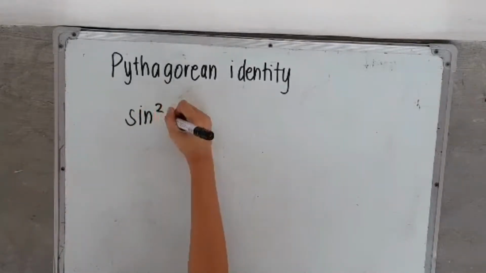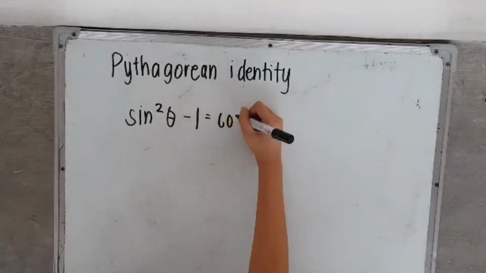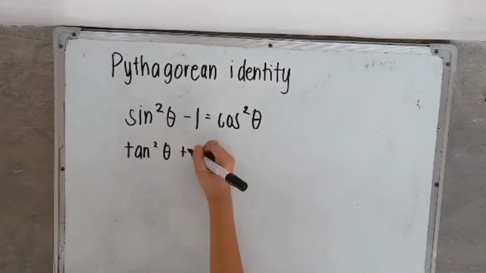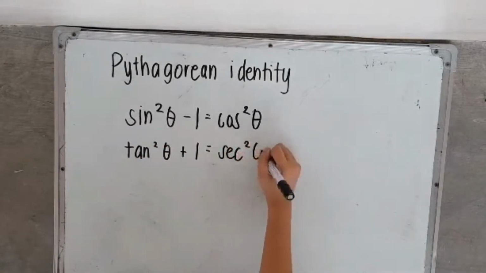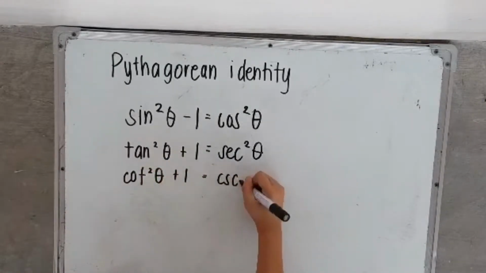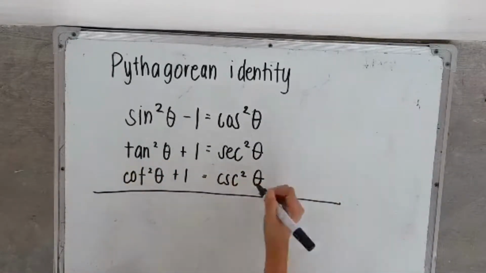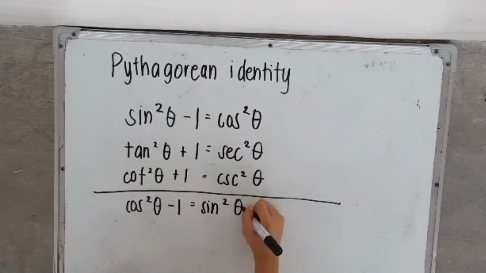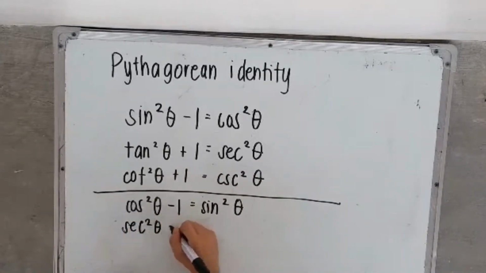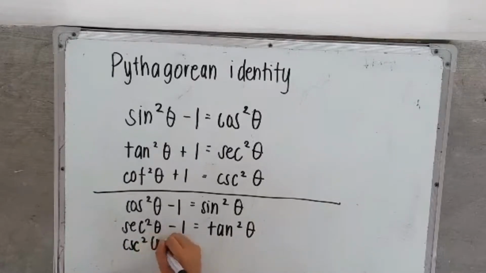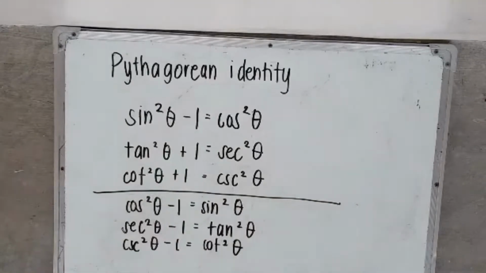Pythagorean identity. Sin squared x plus cosine squared x is equal to 1. Tangent squared x plus 1 is equal to secant squared x. Cotangent squared x plus 1 is equal to cosecant squared x. Also, 1 minus sin squared x is equal to cosine squared x. Secant squared x minus 1 is equal to tangent squared x. Cosecant squared x minus 1 is equal to cotangent squared x.